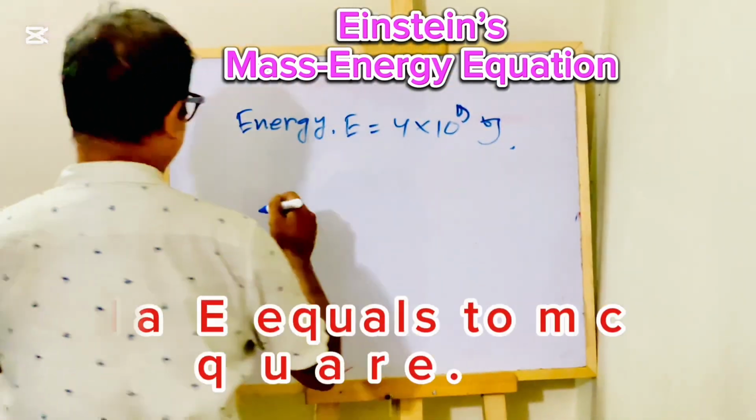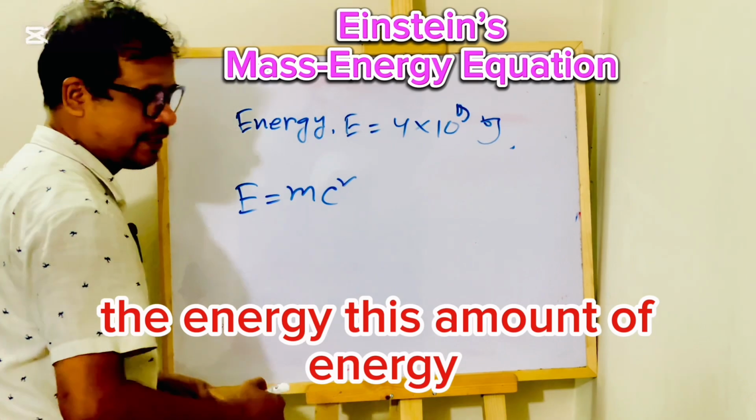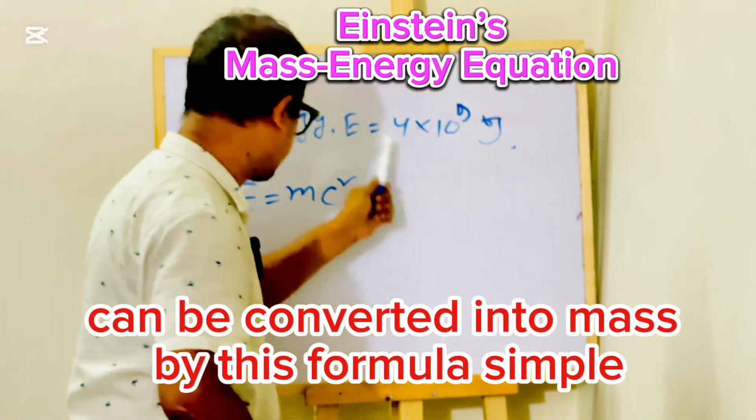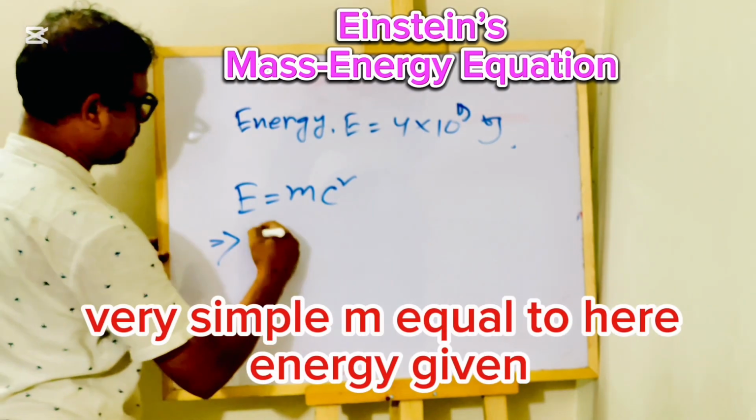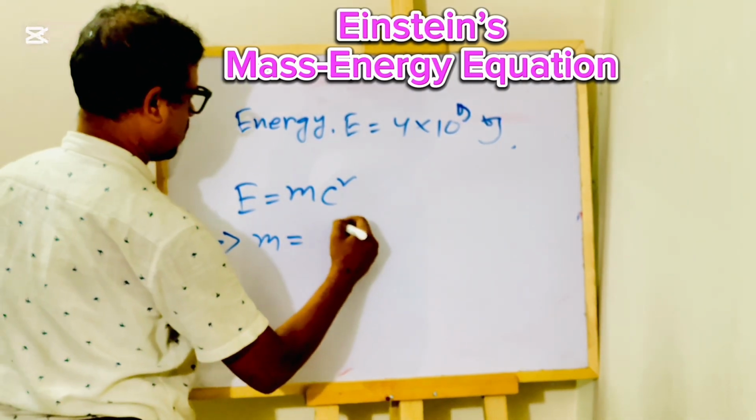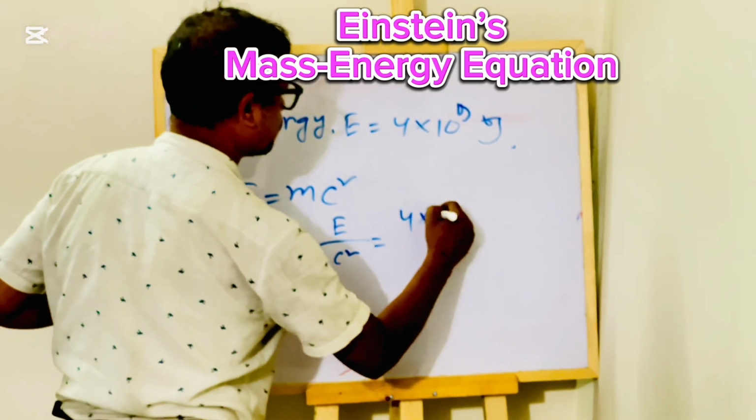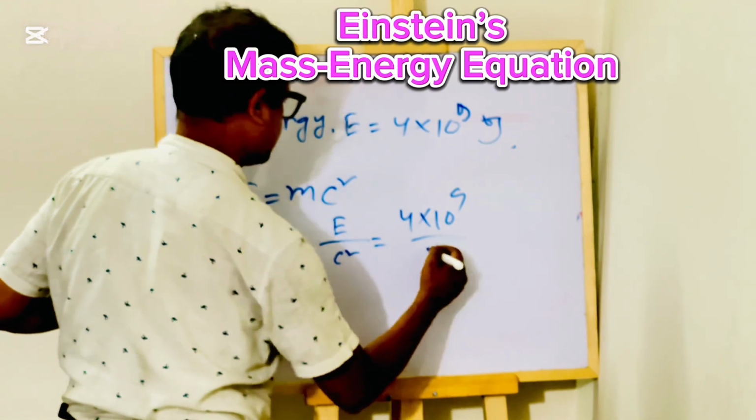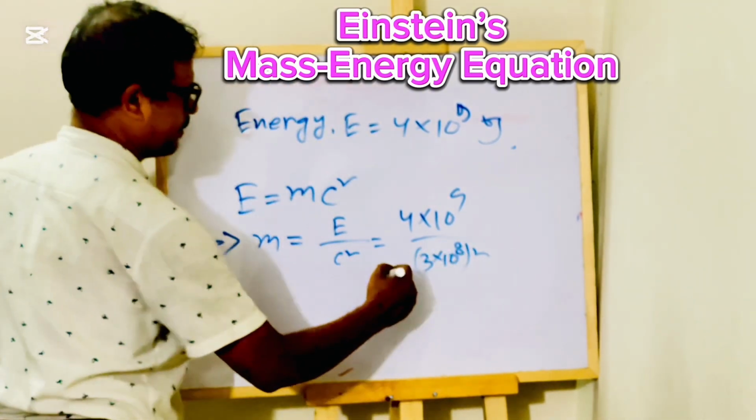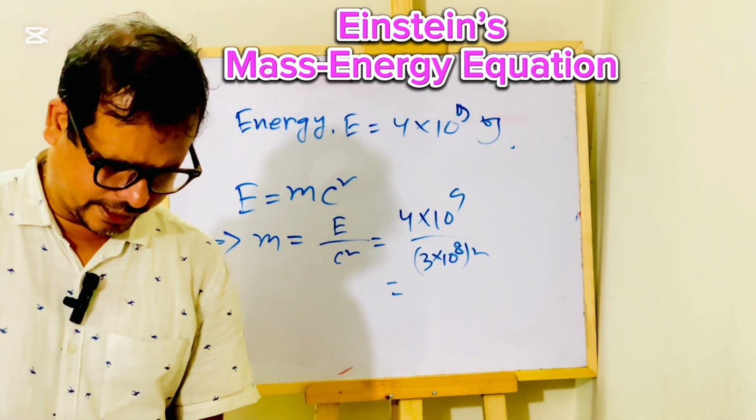You know the formula E equal to mc squared. This amount of energy can be converted into mass by this formula. Very simple. m equal to E upon c squared, since energy is given. Here E is 4 into 10 to the power 9 and c is 3 into 10 to the power 8 meter per second. Okay, fine. What will be the result? We can do this by calculator.